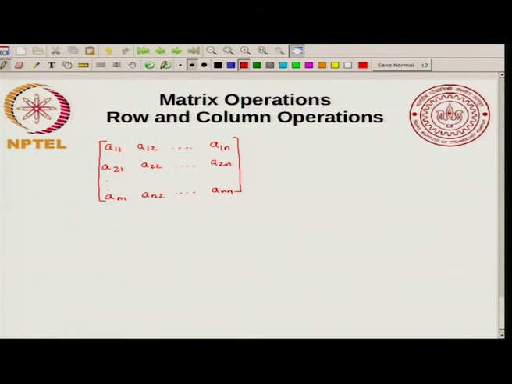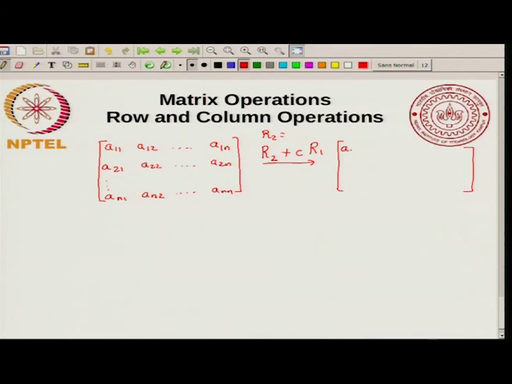Now a row operation is something like R2 plus C times R1. What you mean by this is row 2 plus C times row 1, and you call this row 2 is equal to row 2 plus C times row 1. So you will get a new matrix. What does that new matrix look like?